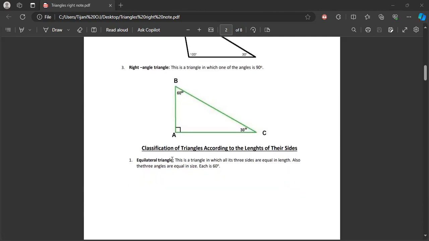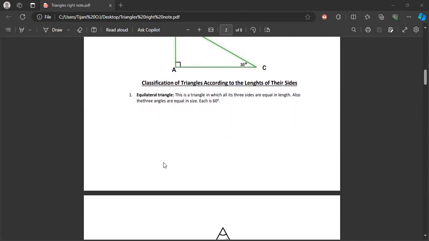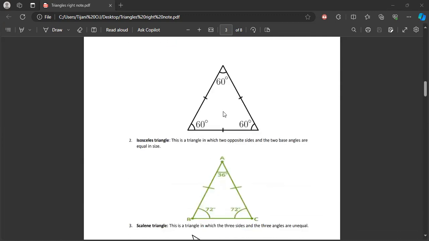Then we have classification of triangles according to the length of their sides. The first one is equilateral triangle, which we are familiar with. For an equilateral triangle, the 3 sides are equal in length, and also each of the interior angles is 60 degrees. Looking at this triangle, this side here, this side, and this side are equal in length, and each interior angle is 60 degrees. Okay, so this is an equilateral triangle.